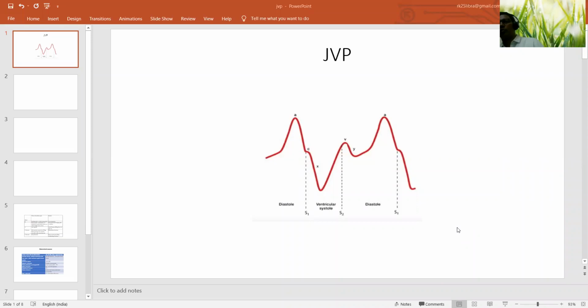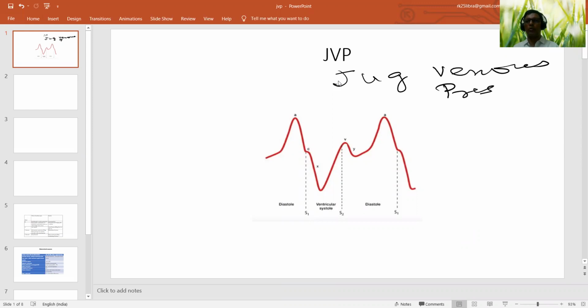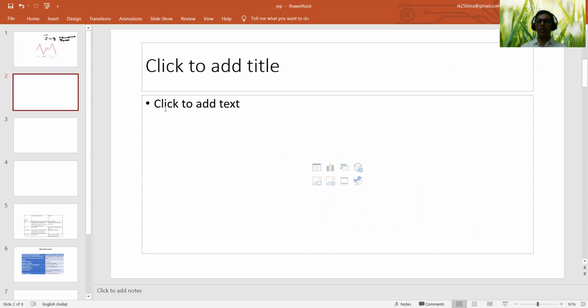Today we'll be talking about an important topic of cardiology, and the topic is JVP. This JVP, as you know, is jugular venous pressure. When I talk about jugular venous pressure, I will be talking about the important points in the context of your venous pulse. First of all, I'll talk about what your venous pulses are.